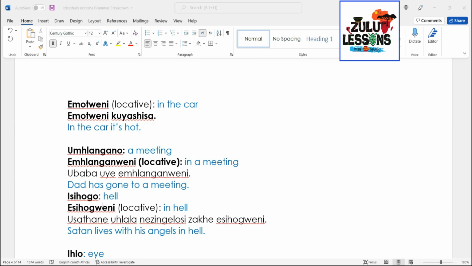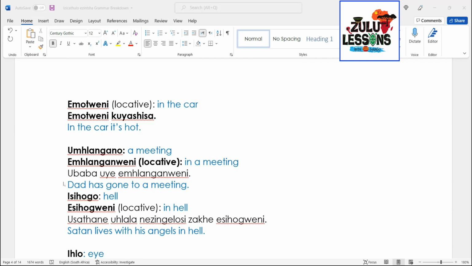Here's another noun that ends with an O. Umhlangano. Umhlangano is a meeting. Yes, it comes from the verb hlangana, which means to meet. So now, umhlangano, we change it to emhlanganweni, and that is a locative. You see there at the end, we have weni instead of the O. In a meeting. To a meeting.